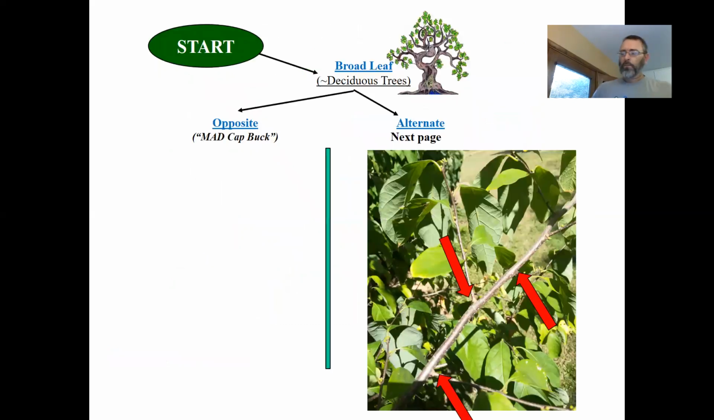Okay, so at the start of the Garden of Forking Paths, if we head down the broadleaf side of things, those are mostly deciduous trees. They're mostly angiosperms, but that's a separate topic. There's this first fork, and this first fork is very important, and the fork is between opposite and alternate. And in this fork, you're thinking about how the branches are arranged on the stem, or how the buds are arranged on the stem.